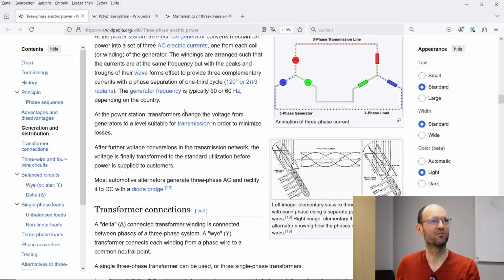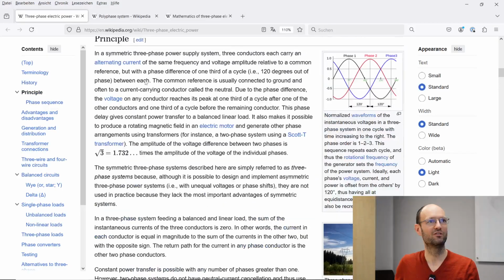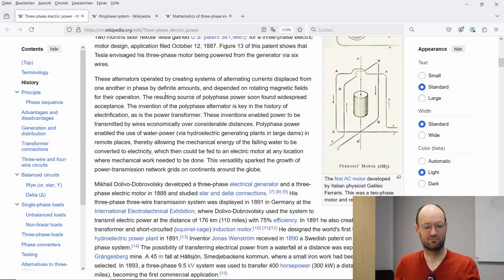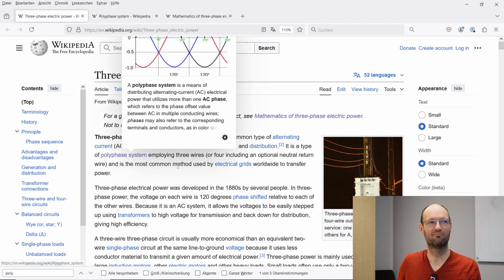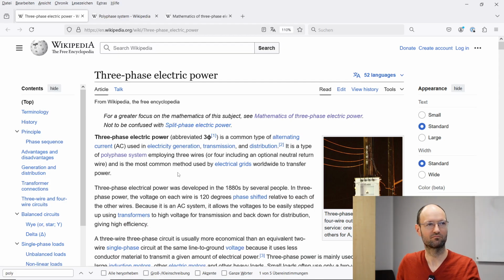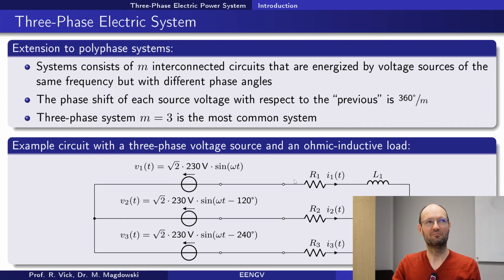So I've opened up the corresponding Wikipedia pages here, and here it is. A three-phase system is a type of polyphase system having more than 2 or 3 wires. So this would be the very general case. We have m different interconnected circuits that are all powered by some voltage source and that have the same amplitude, the same frequency, but different phase angles.